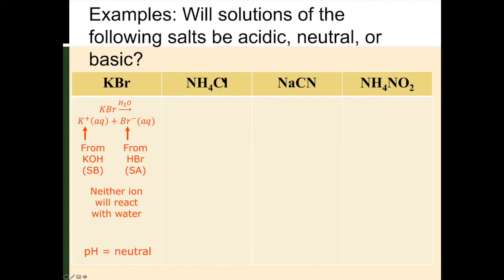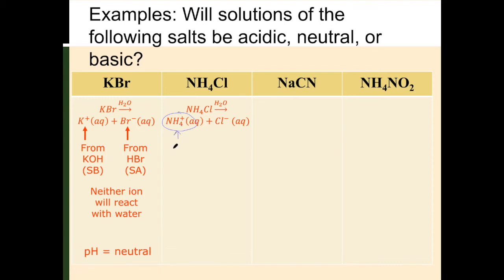All right. What about the ammonium chloride? What happens to it when I put it in water? Well, it dissolves in the water and breaks apart into ammonium ions and chloride ions. So now let's analyze each ion. This ammonium ion, we're going to imagine that it came from a base.